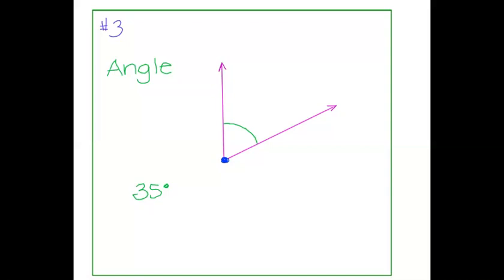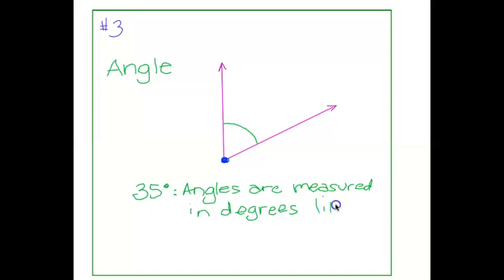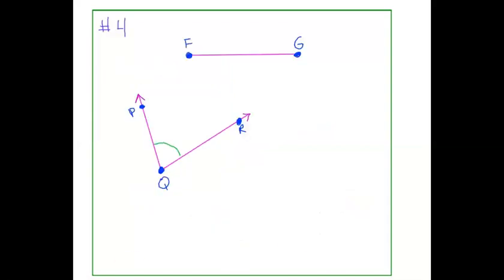Go ahead and box number 3, make sure you have this drawn and something down here with 2 numbers and that little thing, and we're going to write angles are measured in degrees, like temperature. Temperature. There we go.